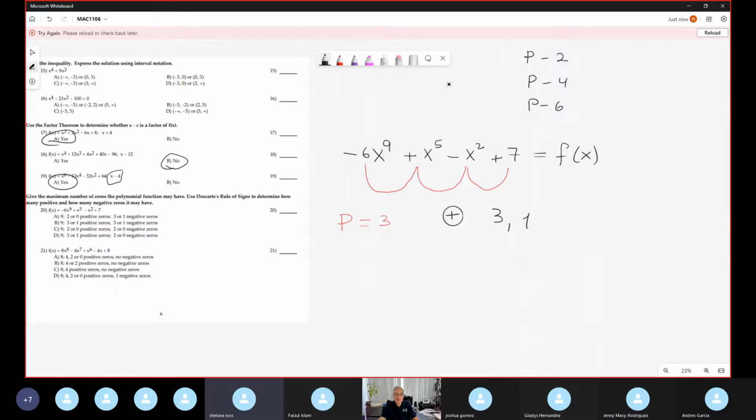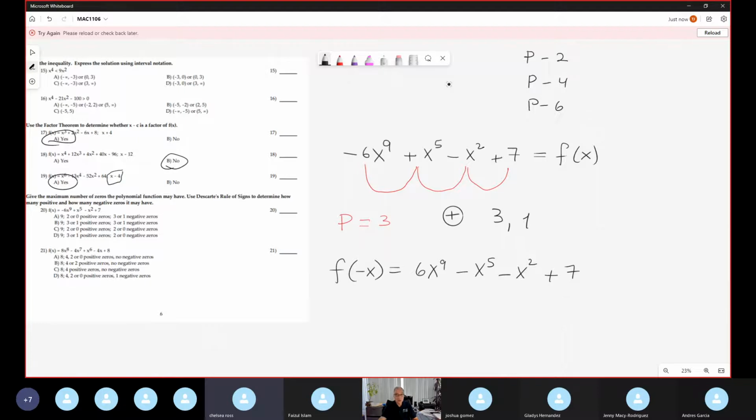And the negative is similar, except that you make a reflection. The reflection is you replace x with negative x. Because the only terms that change are the ones with an odd exponent. So this is 6x to the 9th. This is minus x to the 5th. This stays the same, negative, because it's even, plus. And this is the new polynomial after the reflection.